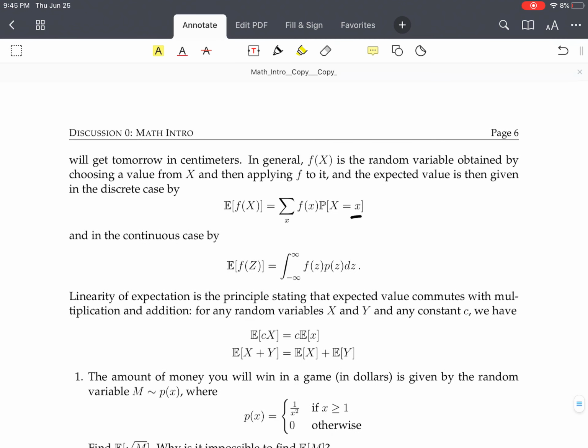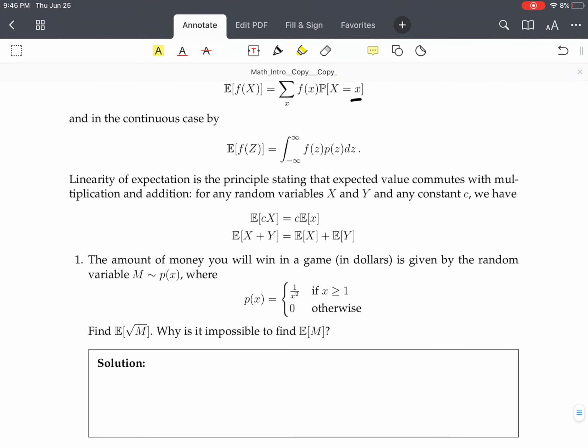And then the other one, which is also really important and we'll use in this class, is that the linearity of expectation tells you that the expectation of a sum of random variables is the sum of their expectations, no matter what the relationship between them is. So the expectation of x plus y is the expectation of x plus the expectation of y. And this is a really useful property that'll come up often, so keep that in mind.